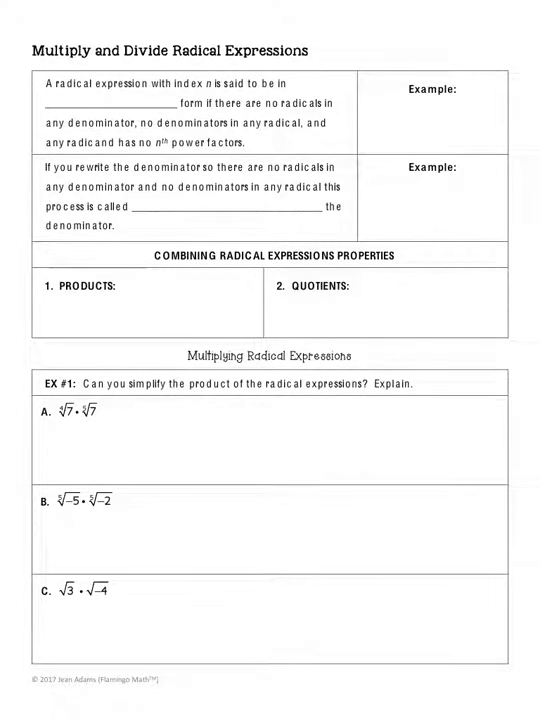So today we're going to look at lesson 3-2, which is multiplying and dividing radicals. A radical expression with index n is said to be in simplest form if there are no radicals in any denominator, no denominators in any radical, and any radical has no nth power fractions. We're going to get more to that in a minute, but let's do an example.